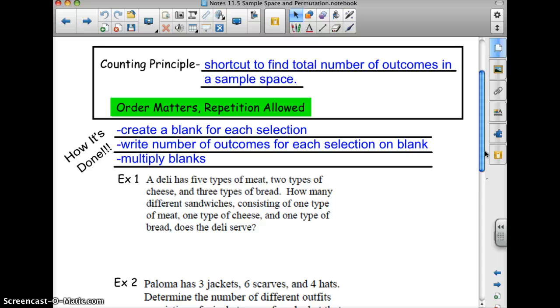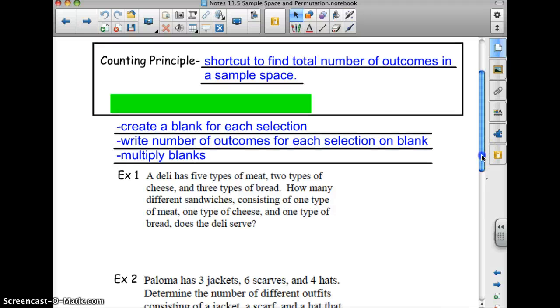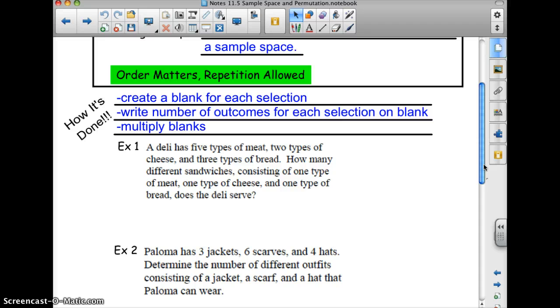So I want to create a blank for each selection, write the number of outcomes for each selection on the blank, and then multiply the blanks. Now, when we get into some more difficult examples, we're going to have special conditions on some of those blanks. You've got to do the special condition ones first. But to start here, we've got some basic ones.